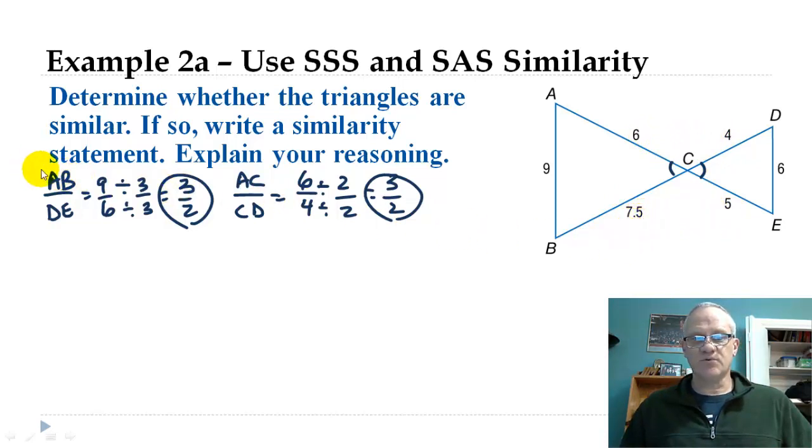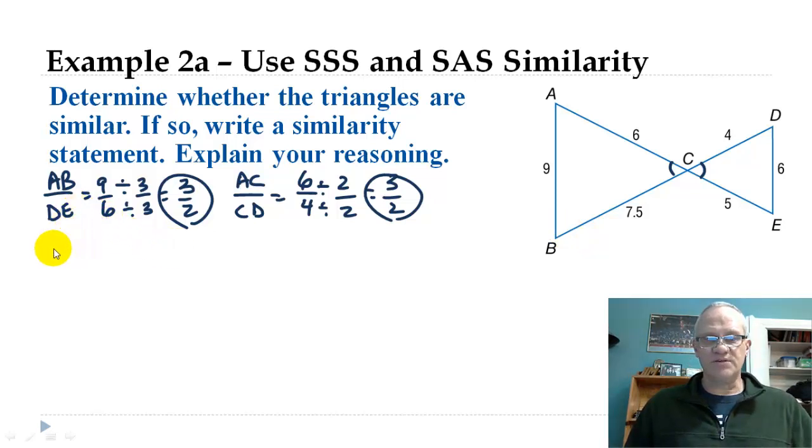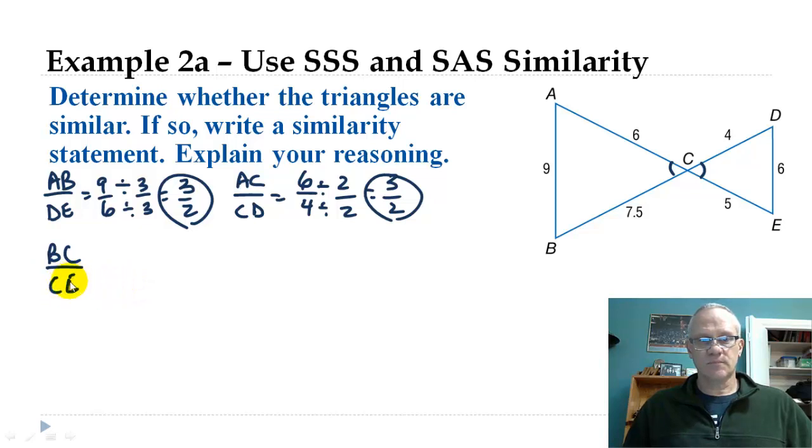So again, notice I put AB was the big triangle on top, AC was the big triangle on top. So on this third ratio here, we want to put BC on top and then CE on the bottom. All right, so BC is 7.5 and CE is 5. Oh boy, look at that. That doesn't look so great. What in the heck's going on there?